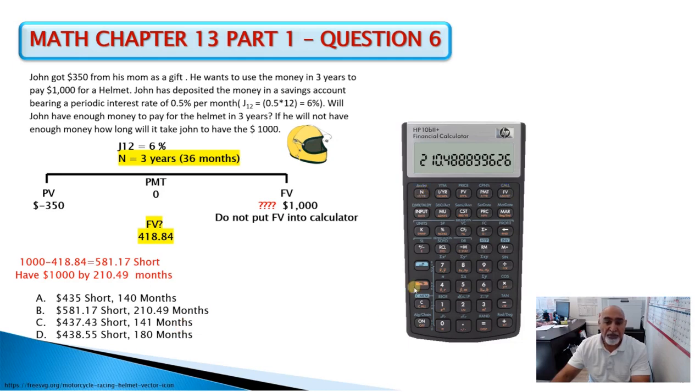210 months. But the slow way or the tedious way of doing this question would be, if we're trying to find the N to have $1,000, so then we put in the interest rate, compounding 12 times, and the interest rate is 6%. We're looking for N. This is done. PV 350. And 0 for payment. FV, we want to have $1,000. And we're looking for N. 210 months. So that's our answer.